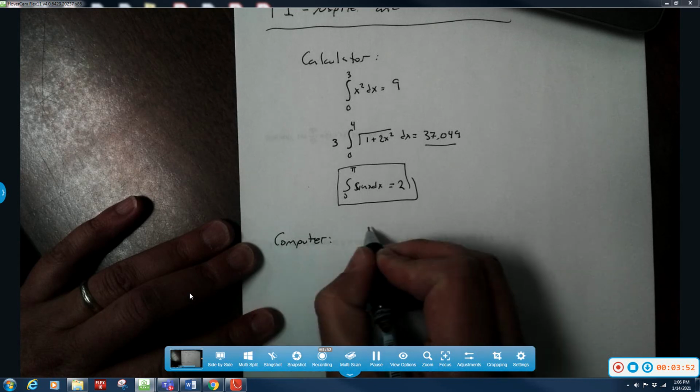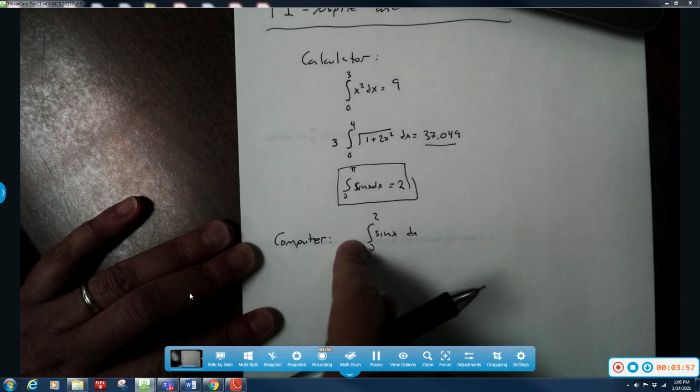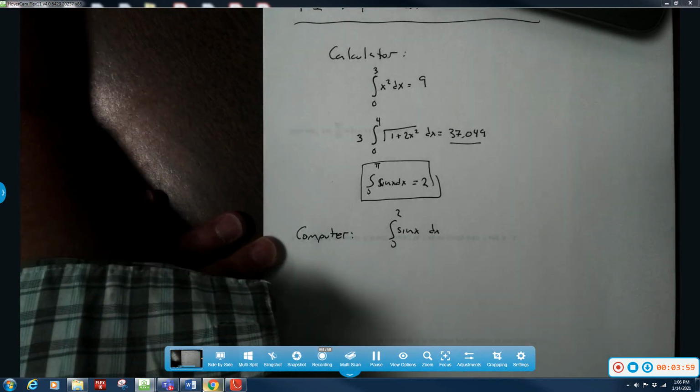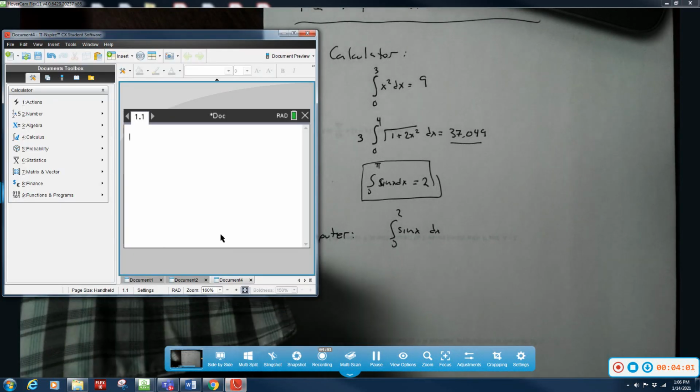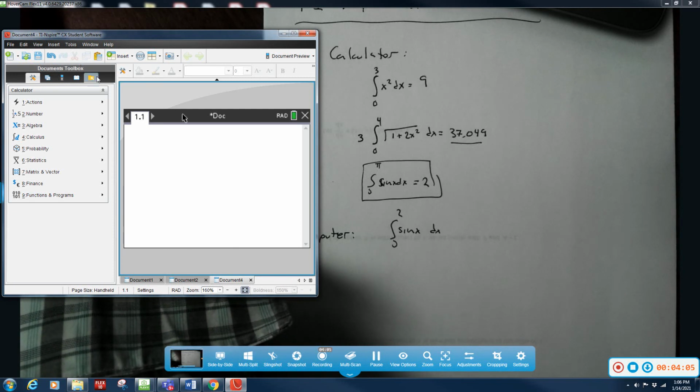Let's say I want to find the integral from 0 to 2, sine of x, dx. But now I want to use the computer. Some of you guys might have downloaded the app from the website, from TI. Now this is going to be a CX. It's going to be a little bit different.